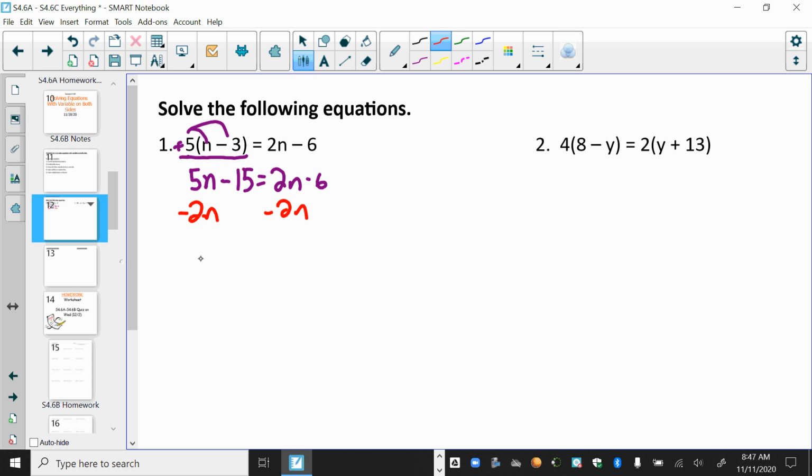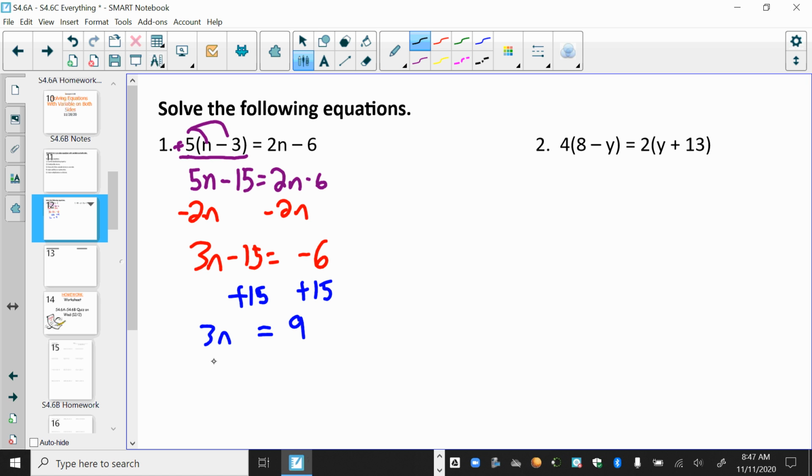Right, 5 minus 2 is 3n. Bring down my minus 15. Bring down my equal sign. Those make 0. Bring down my negative 6. All right. Next step, undo addition subtraction. So I'm going to add 15 and add 15. All right. Bring it down. 3n equals negative 6 plus 15 makes positive 9.